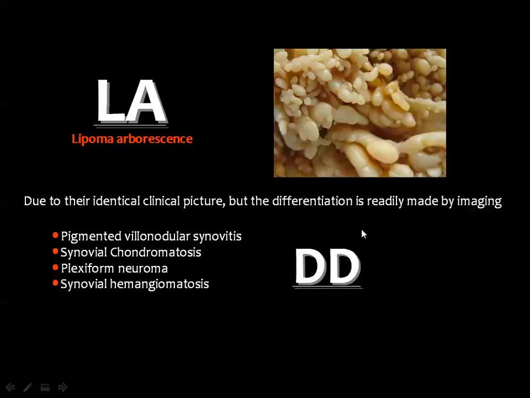Lipoma arborescens may be differentiated from pigmented villonodular synovitis. This lipoma does not enhance. Synovial osteochondromatosis will not show the signal of fat in all bulk sequences. Plexiform neuroma will enhance with contrast material, and synovial hemangiomatosis will not show the signal of fat in the T1 weighted image.